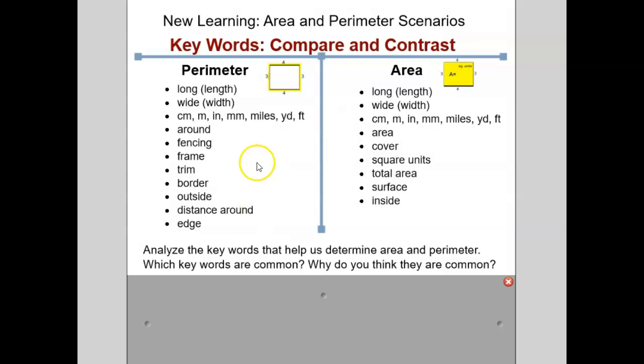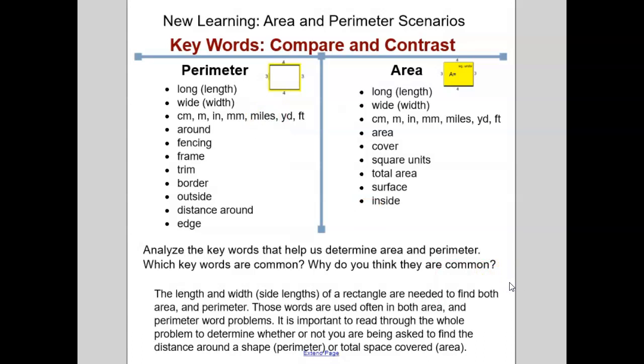Which keywords were common? Yes, length, width, and units. Why do you think they're common? You're right, because the length and the width, or side lengths of a rectangle, are needed or required when finding both area and perimeter. These words are used often in area and perimeter problems. But it's very important that you read through the whole problem to determine whether or not you're determining the perimeter or the distance around the shape, or the area, the amount of space within the entire shape.